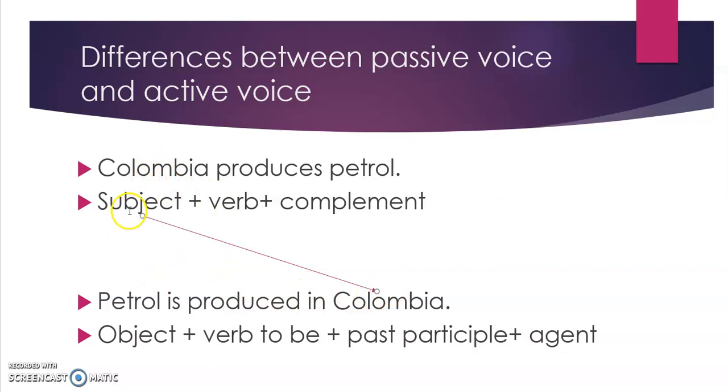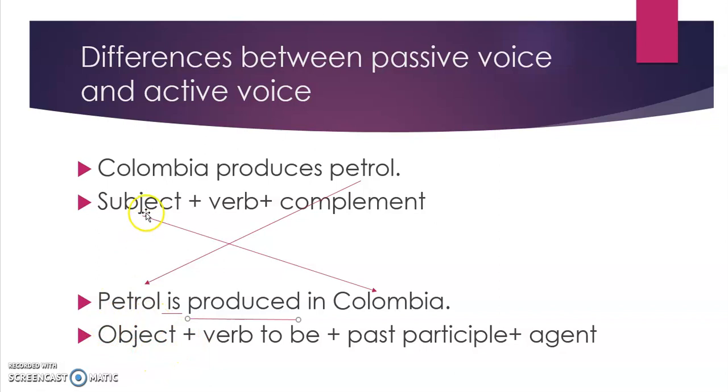Colombia is at the end of the sentence. Petrol, in this case, that is the object, is at the beginning of the sentence. And I add the verb to be with the verb in past participle. So, what is the structure in the passive voice?